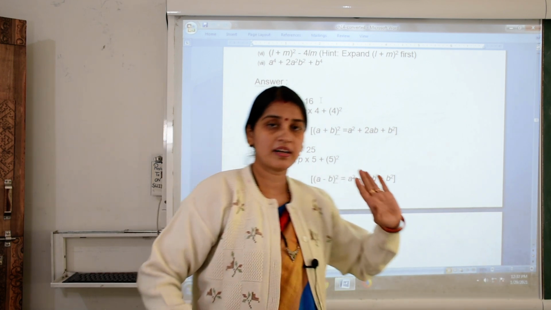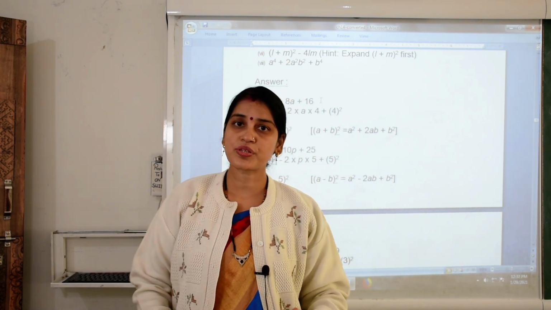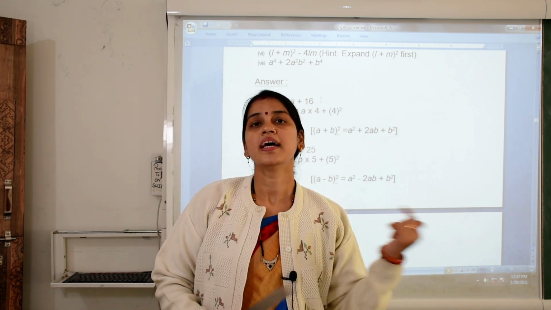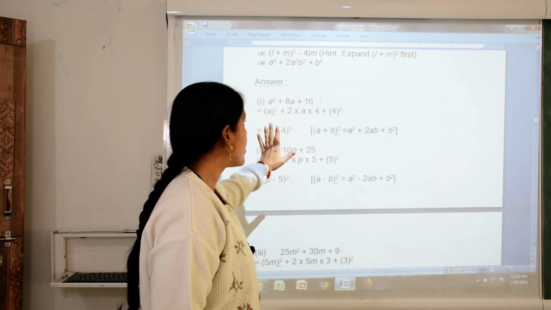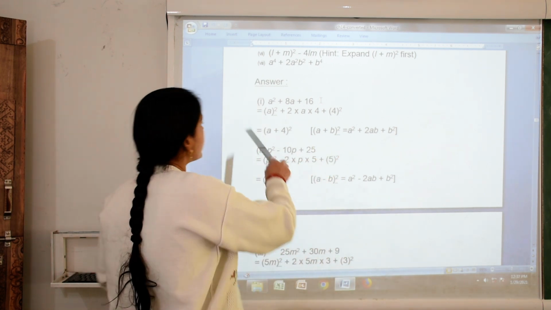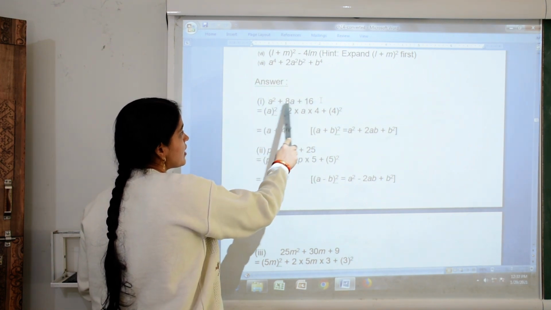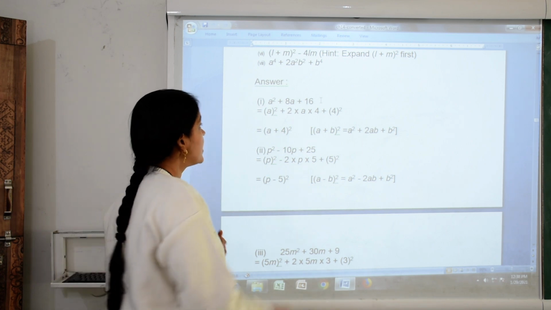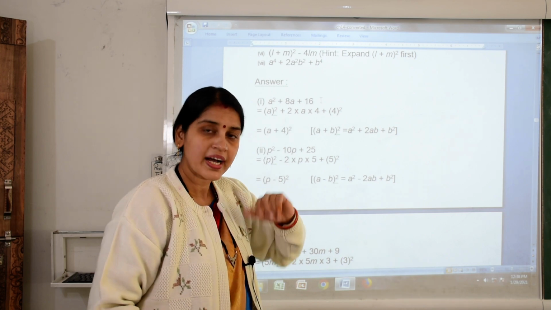Here we learned that there are 4 identities given: a plus b whole square, a minus b whole square, a square minus b square and x plus a into x plus b. So here we have to see which identity is applicable for this. Like here a square plus 8a plus 16. Here both have plus signs, that means the plus identity we have to apply. Then first we write this question in the form of identity.